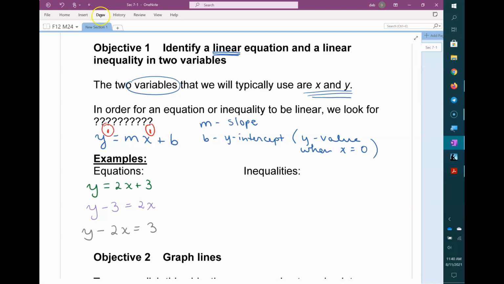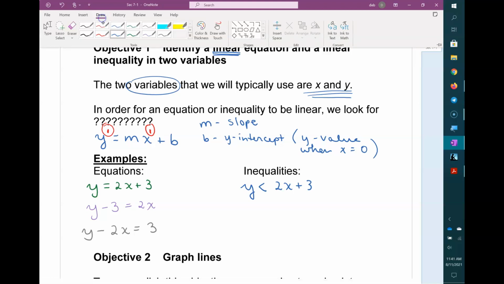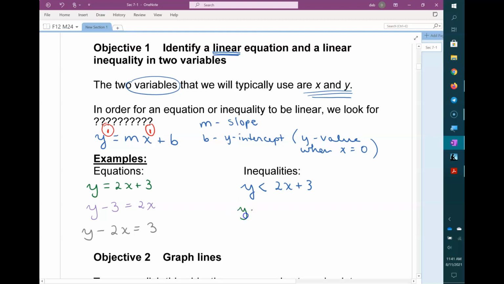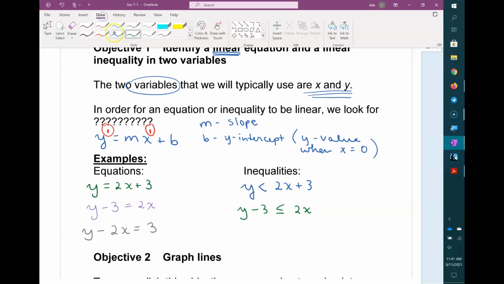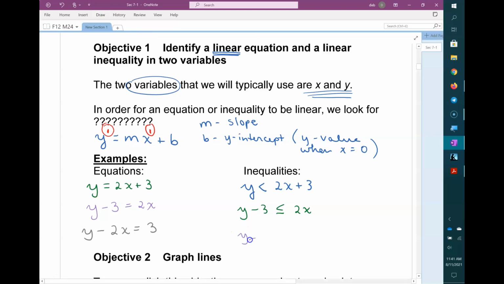Okay, so quick review of linear equations. Then inequalities is if we put one of the inequality symbols between the two sides. Now it's an inequality. And this is a linear inequality. So then we could also have the or equals to. So this is less than or equals to. And we could also have greater than or equal to.